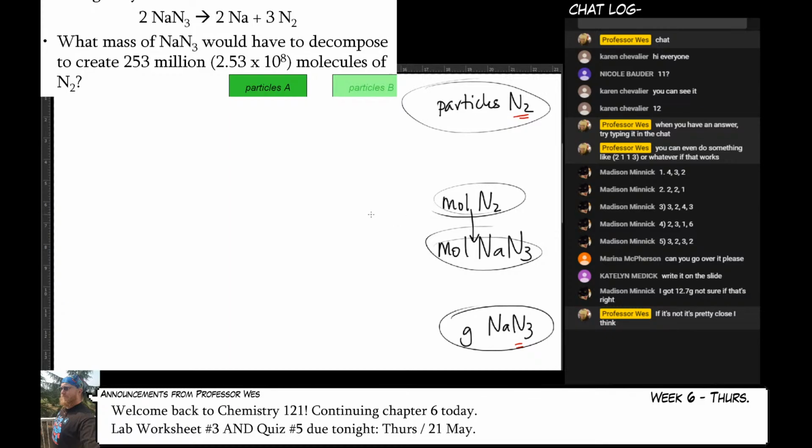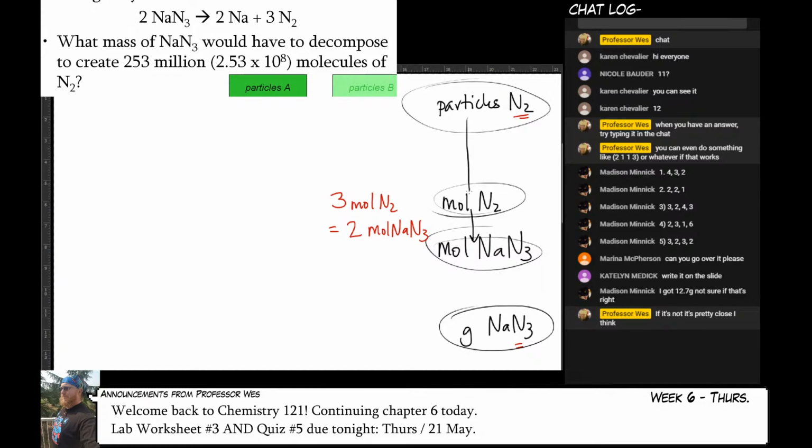So I know that for however many moles of N2 I need, I will also need some number of moles of NaN3. And according to the balanced equation, the number that's in front of N2 is a 3, and the number that's in front of NaN3 is a 2. So that relation's taken care of.